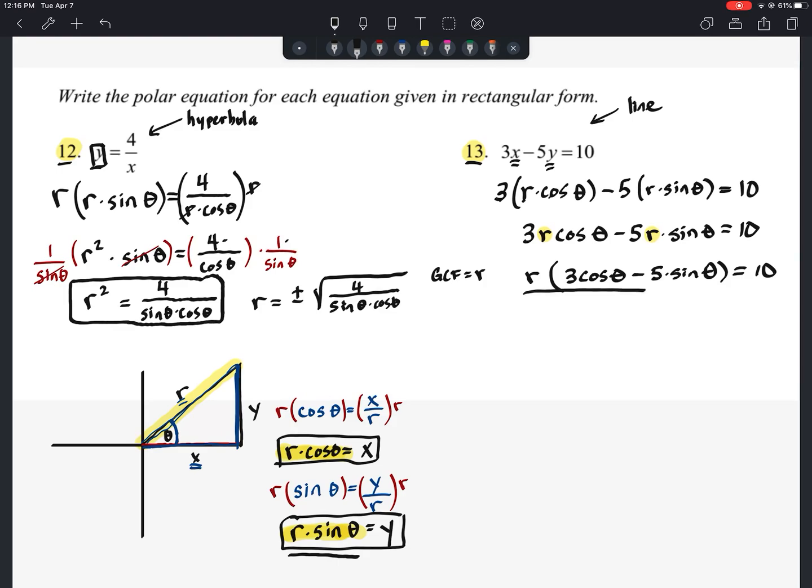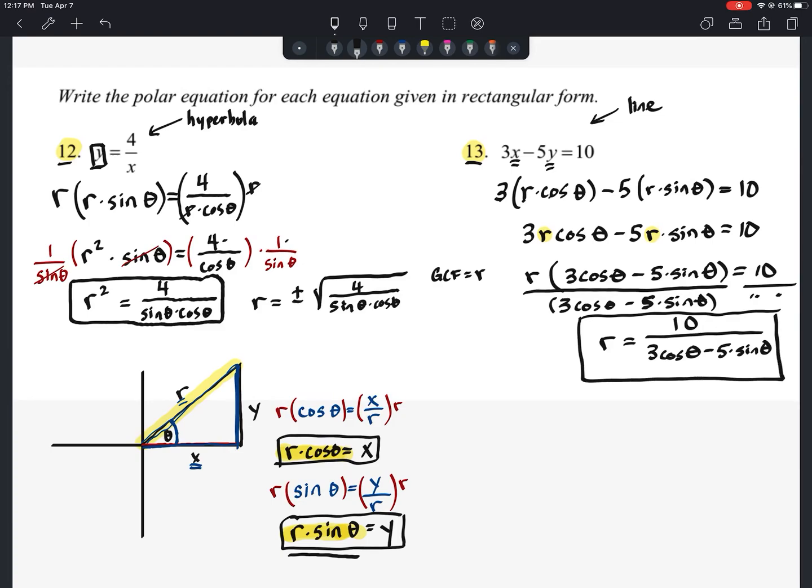Now to solve for r, let's divide each side by this big nasty looking quantity. We divide on this side and we also divide on this side. So when we get to our answer, we should have r equals, sorry, I'm a little out of room there, 10 divided by 3 times the cosine of theta minus 5 times the sine of theta. And that would be our polar equation.